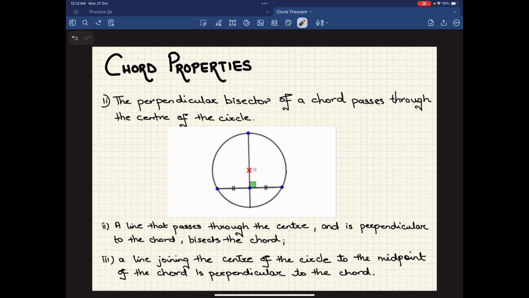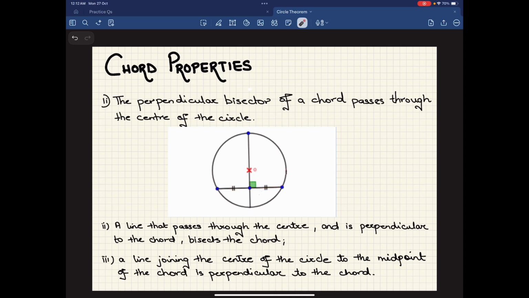The converse of this is also true. A line which passes through the center and is perpendicular to the chord, right? So if a line is passing through the center but is also perpendicular to a chord, then it bisects the chord, okay? Or another way to say the same thing is that a line joining the center of the circle to the midpoint of a chord.